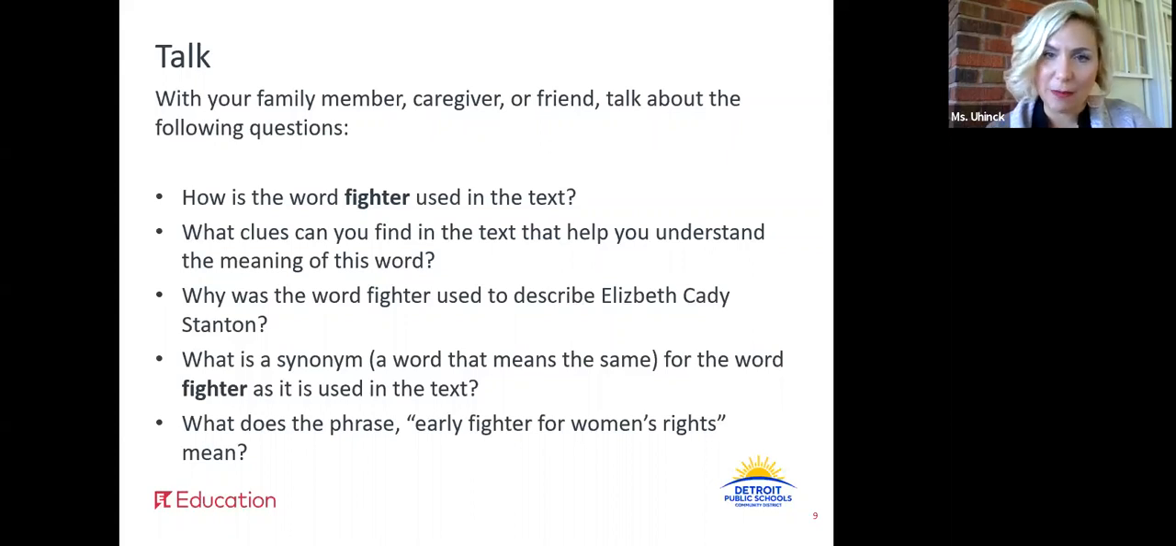So not only did she champion women's rights, but it said she was an early fighter. So she must be one of the first people to actually fight for women's rights. And this is proven. Remember I said I could read the sentences around the word or phrase to help me? If I look at that next sentence, it said she helped put together the first women's rights meeting. You see how that helps support the idea that this phrase, early fighter for women's rights, means that she was one of the first people to actually stand up for women? All right, so now that we've talked about that, let's do some writing.